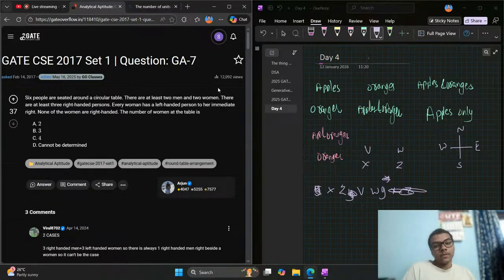Six people are seated around a circular table. There are at least two men and two women. There are at least three right-handed persons. Every woman has a left-handed person to her immediate right. None of the women are right-handed. Okay.